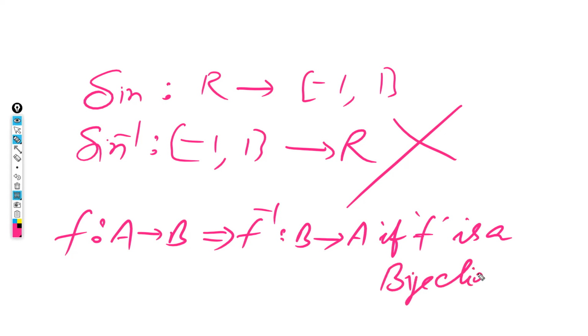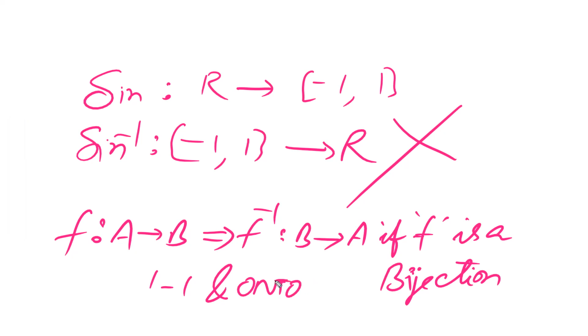Each and every element has one image under the function, and it is onto. So it is both one-one and onto. Only then does it become a bijection.